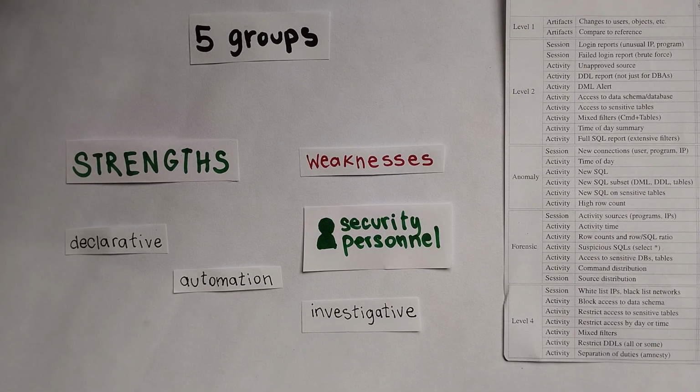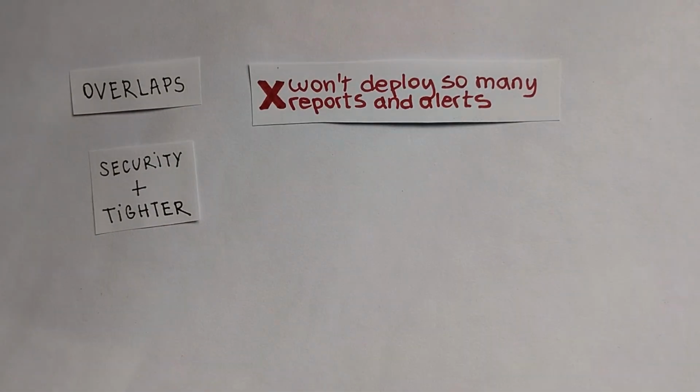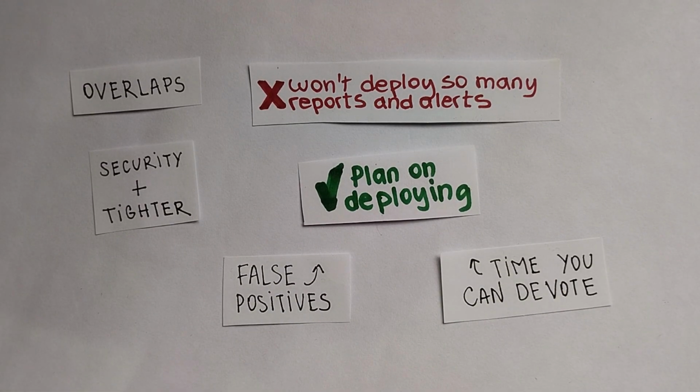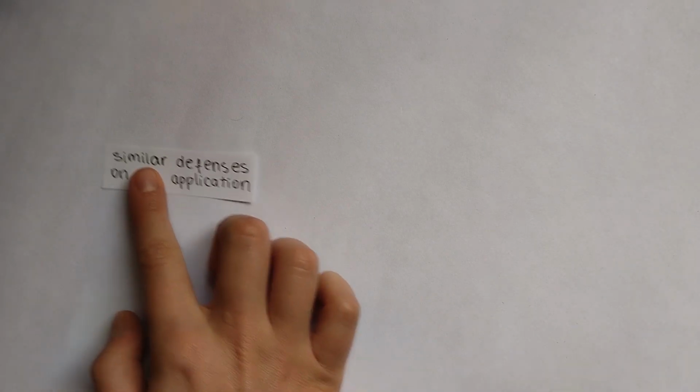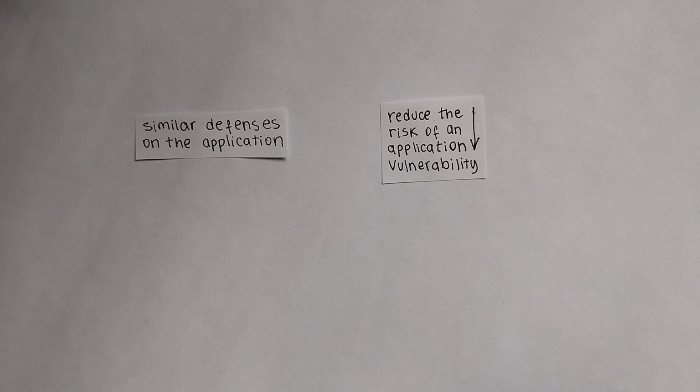These overlaps are what makes this type of security much tighter. While you probably won't deploy so many reports and alerts, you can plan on deploying them based on the false positive rate and how much time you can devote to this security. And we can take it further and deploy similar defenses on the application. That will further reduce the risk of an application vulnerability, adding more barriers between the attacker and the data.